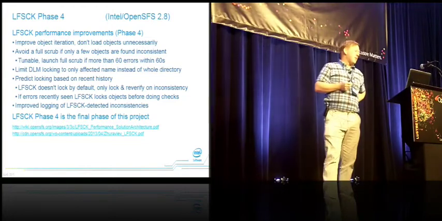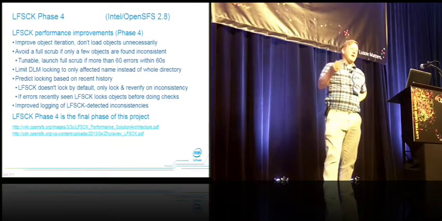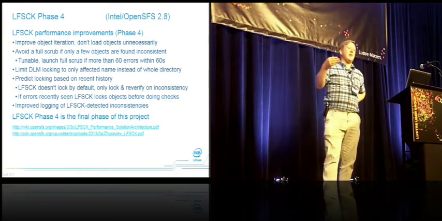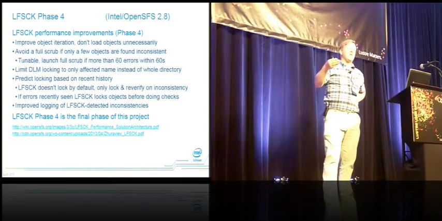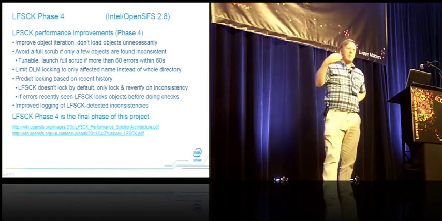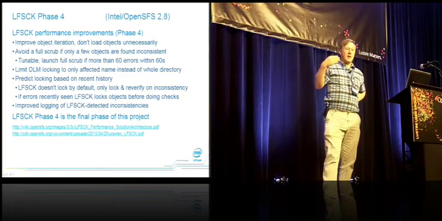But the predictive locking means that if we've hit errors recently and they were persistent errors on disk, then we go into a mode where we are taking the locks, because the assumption is that we've hit a bunch of errors in a row, so there must be something that needs to be fixed. We'll avoid the double checking until such a time that we stop hitting errors, and that just improves the performance a bit.